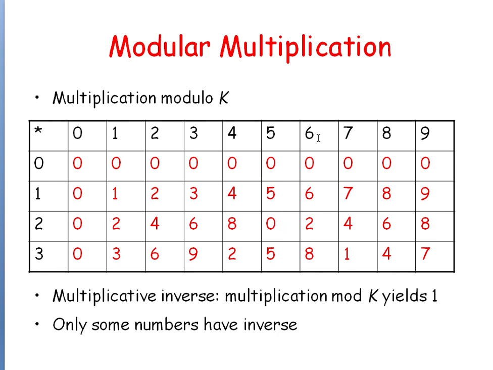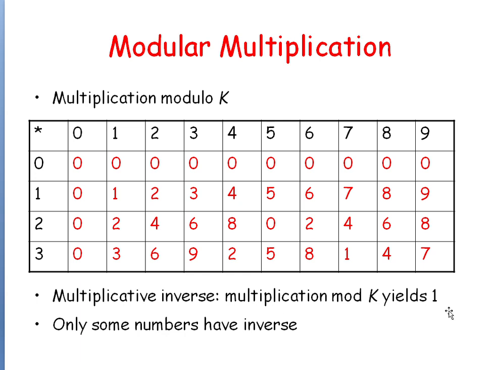Here 2 sixes are 12. After subtracting 10, 2 remains. So in multiplication, 2 4 6 8 are repeated. In this row, 3 6 9 2 5 1. What is the remainder? You have to write it.